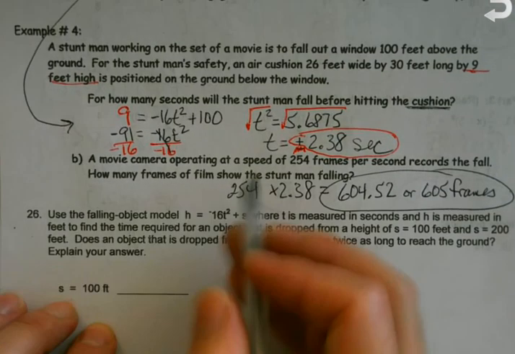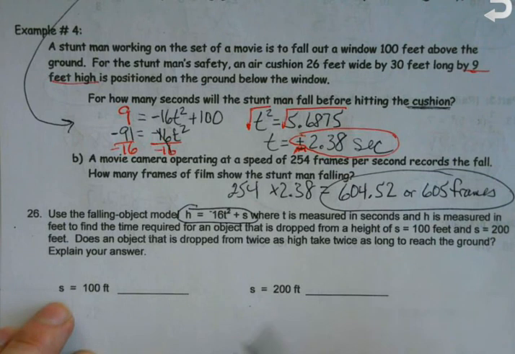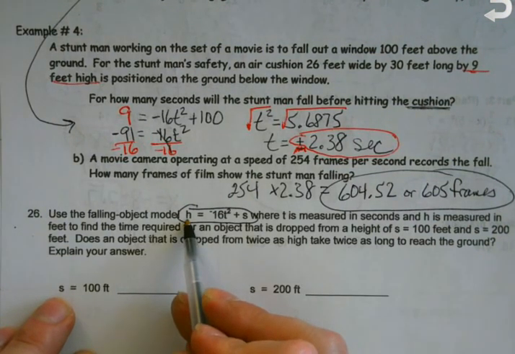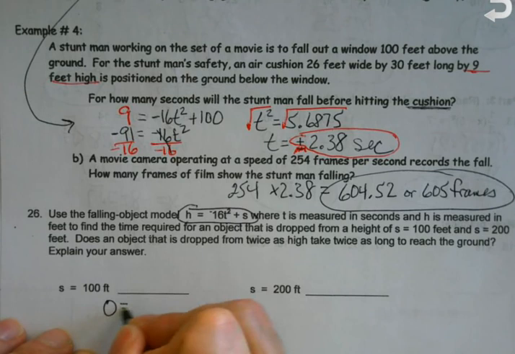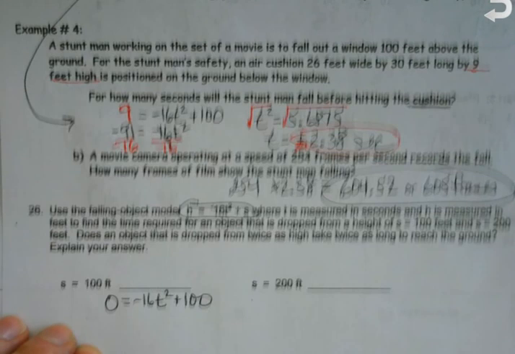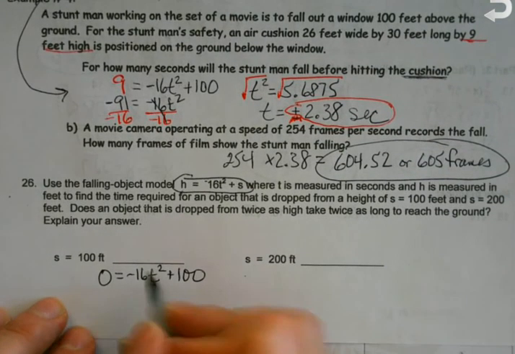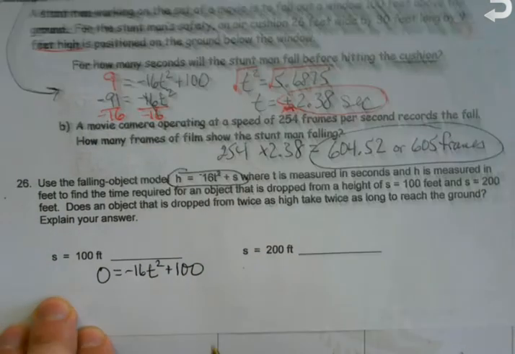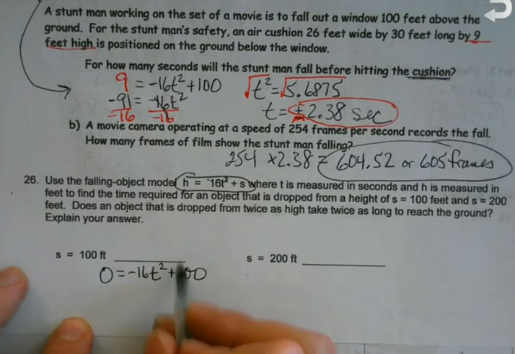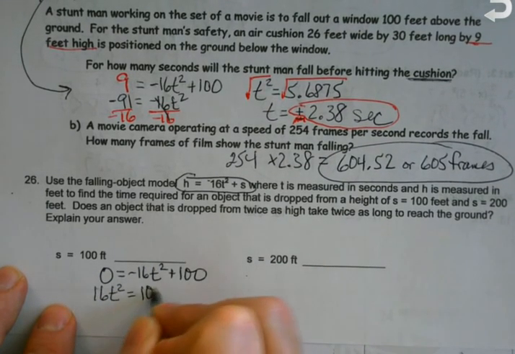Okay, here's my equation. So again, I can't say, I don't know. It's going to hit the ground. So what's my H going to be? 0. 0 equals negative 16t squared plus, and they give me the s. Okay, the s is going to be 100 feet. So again, I want to get t squared by itself. And whether I add it to the other side or subtract the 100 doesn't matter. I'll get the same answer at the end.